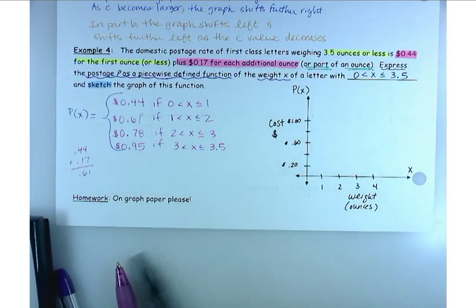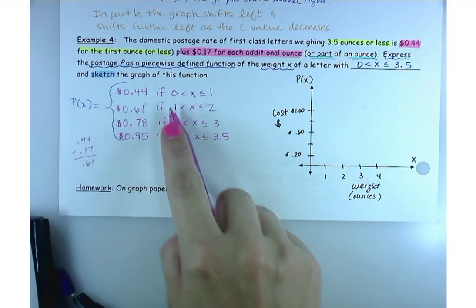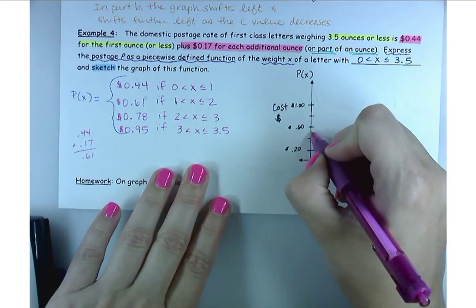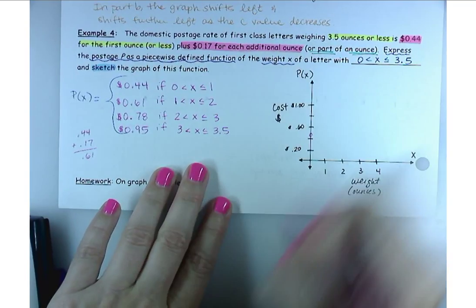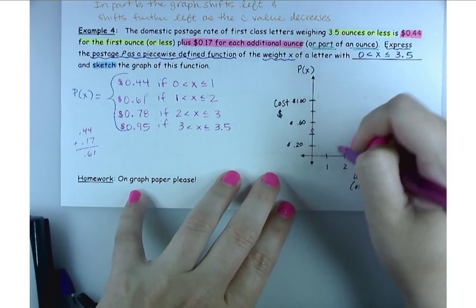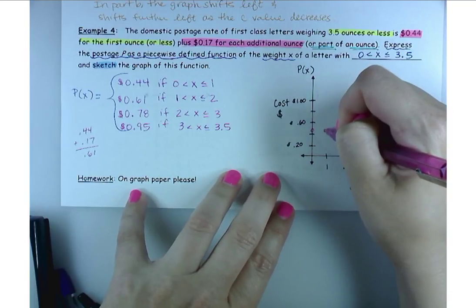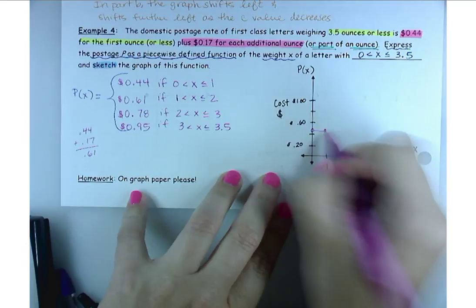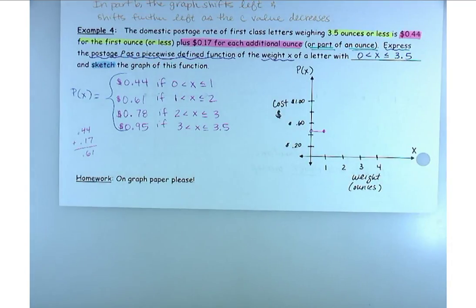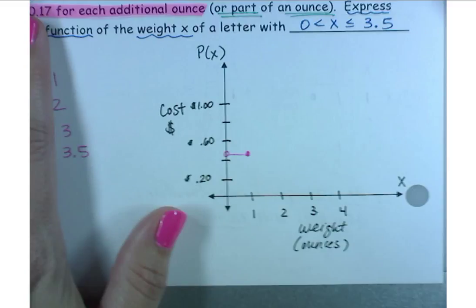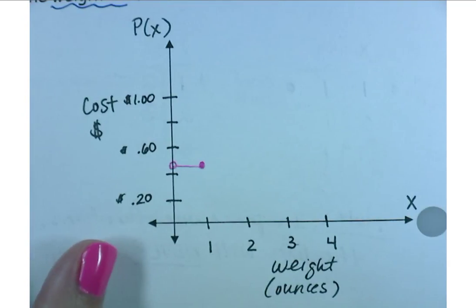All right, and then let's go ahead and plot our points. The first one is 44 cents between 0 and 1. So this is 40. Halfway in between is 50, so I'm going to estimate where that's going to be, and that's going to go to 1. So I have an open circle at 0. At 1, I have a closed circle. And all of those are constants, correct? So if they're constants, I should have a horizontal line. Sorry, I'm just going to zoom in so you can see it.